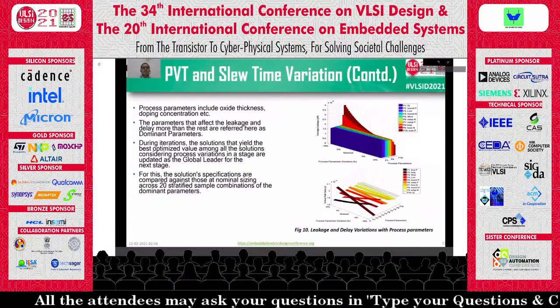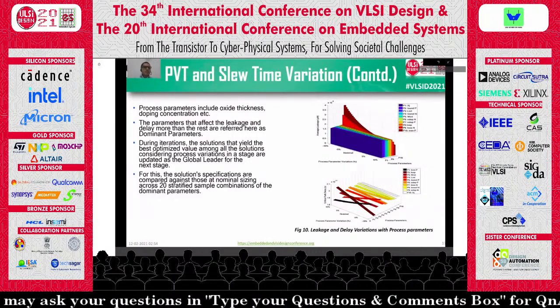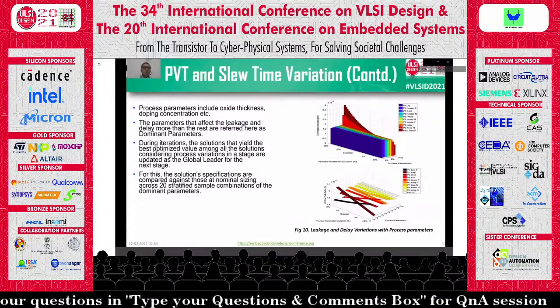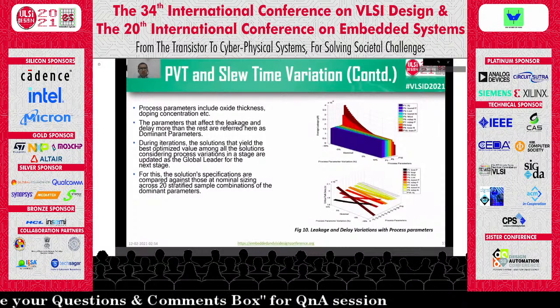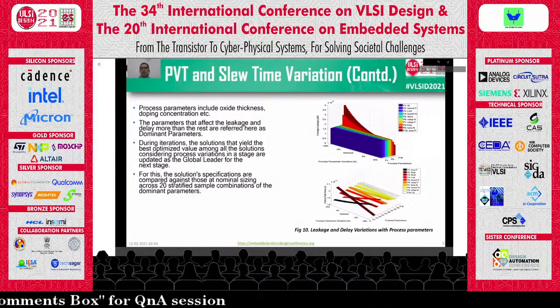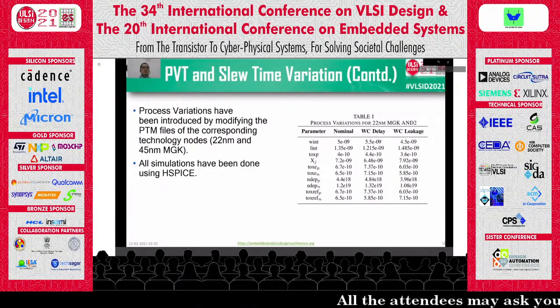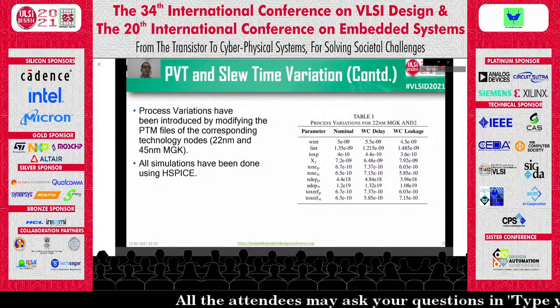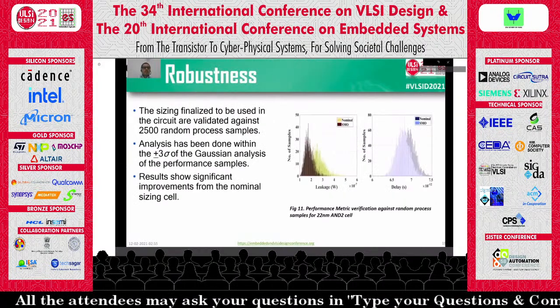So the best solution that is generated at each stage of execution is verified against 20 stratified random samples of these dominant process parameters, so that its robustness is verified before moving on to the next stage. The PVT variations have been introduced by modifying the PTM model cards for the corresponding technology nodes, and all the simulations here we have done using HSpice.